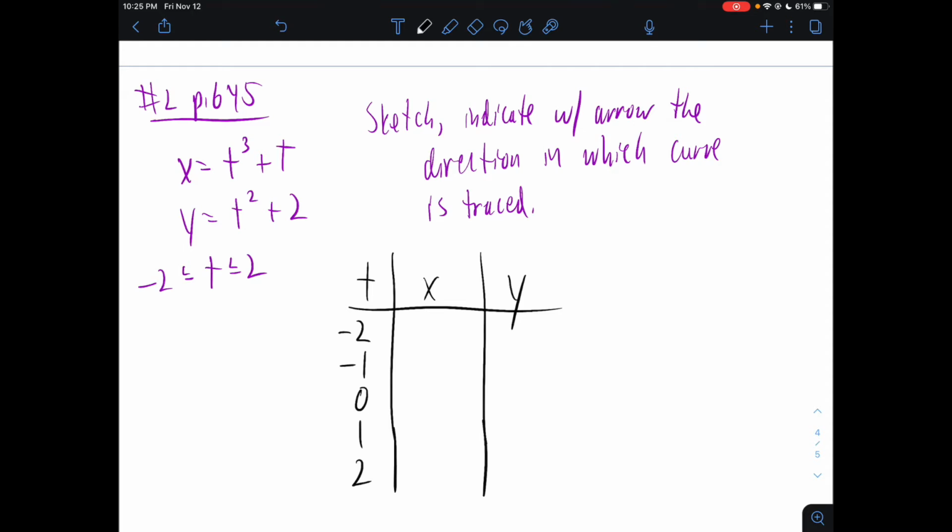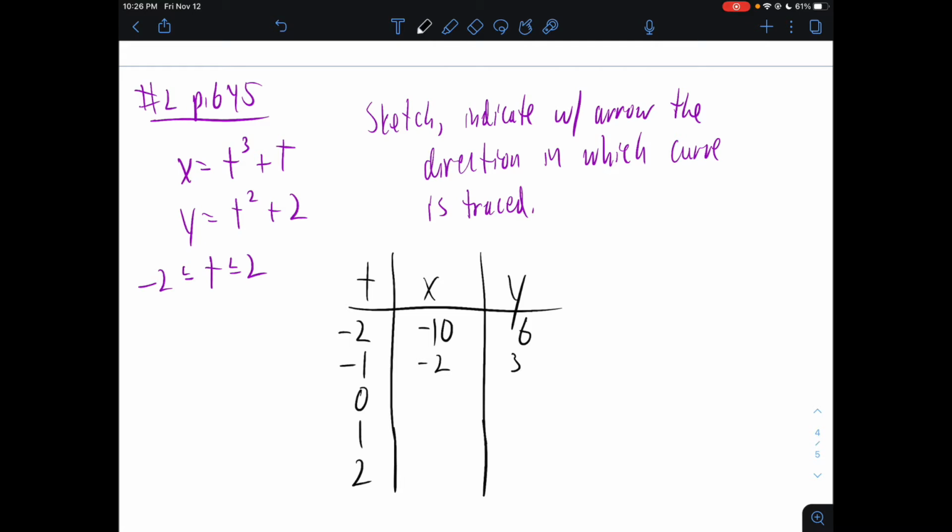When t is equal to -2, x is -2 cubed, which is -8, plus another -2, so I get -10. And y would be -2 squared, which is 4, plus 2 is 6. For -1, x is going to be -1 plus another -1, which is -2, and y will be 1 plus 2, which is 3.